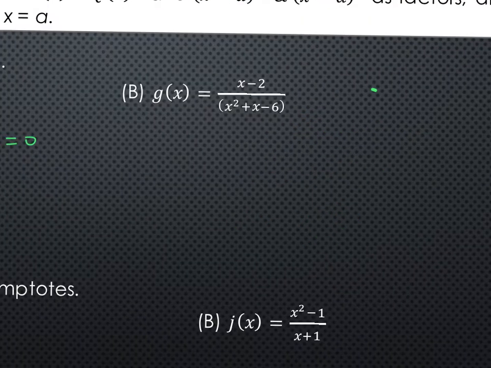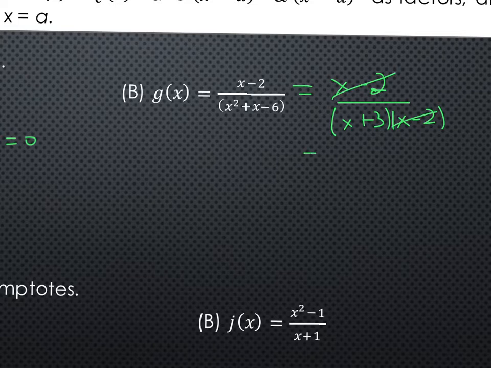In letter B, remember you're going to want to factor the denominator. The numerator is unfactorable. We leave it as x minus 2. Denominator, this time, factors of -6 that add to give us positive 1 will be x plus 3 and x minus 2. Notice this time our x minus 2's are gone. So we're left with 1 over x plus 3. Now we just set that denominator equal to 0, and we get a vertical asymptote of x equals -3.